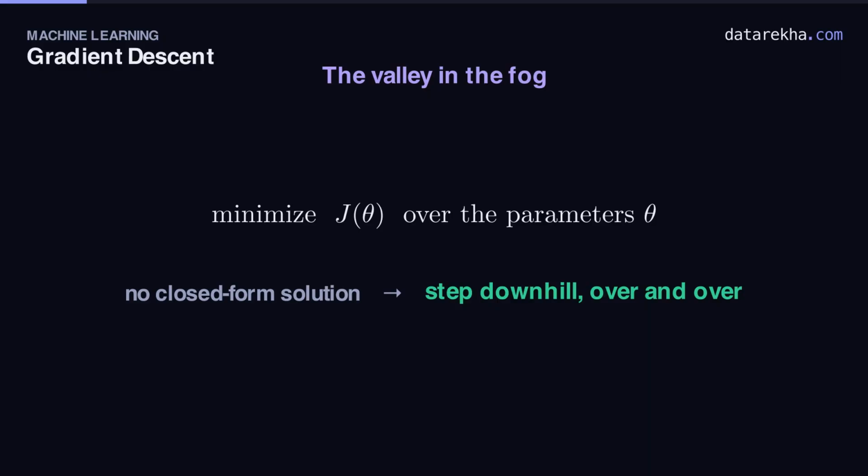We start somewhere, feel the slope of the loss, and step downhill towards smaller and smaller error. That method is gradient descent, the single engine behind almost every model you'll ever train. Let's build it from the ground up, first on a simple curve, then on a full landscape.